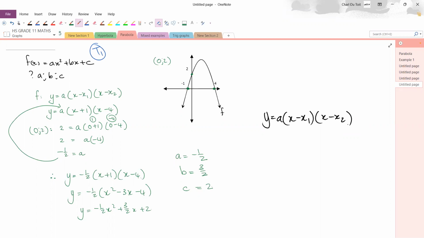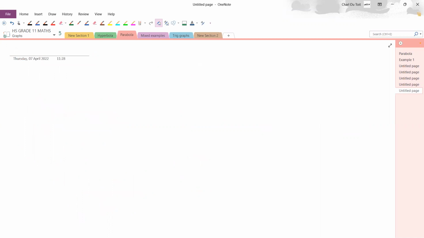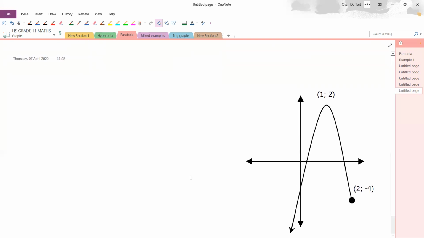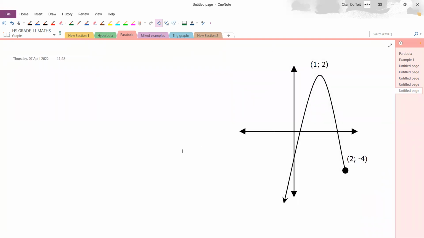Okay, I'm done. Good. Okay, so that's the one type of graph. I'm going to show you two more. Right, let's go to the next page. Okay, look at this drawing. In that example, I've given you the coordinate of the turning point, which is 1 and 2. And I've given you one other coordinate on that graph.